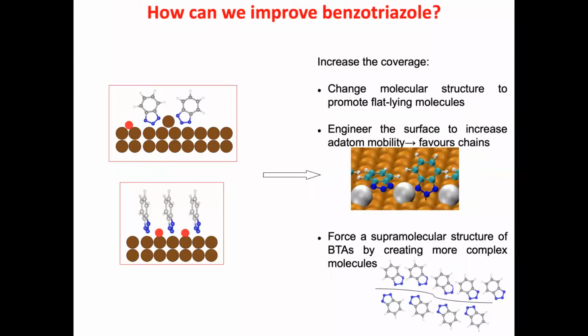And so this maybe starts giving us some ideas on how we can make benzotriazole better. So we could, for example, try and increase the coverage, increase how the molecules cover the surface. And this could be, for example, engineering molecular structures which promote flat-lying molecules. That could be by, for example, engineering the surface for having more adatoms or higher adatom mobility to favor chains which are lying more flat and then cover more of the surface, or force supramolecular structures of BTAs by creating, for example, molecules with a polymeric backbone, which again lie flat on the surface. This is, as I said, still work in progress, and we'll see what we'll be able to do with it. But already having the structure of benzotriazole on copper 111 was a big breakthrough.